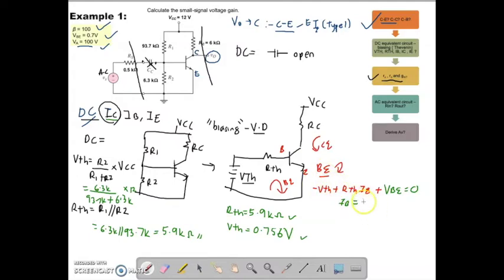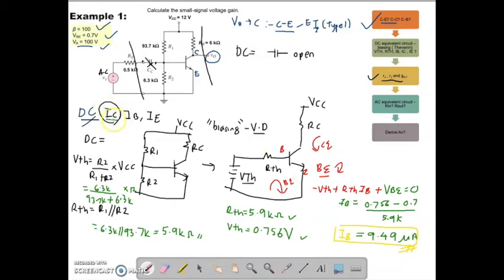So what is the VTH? 0.756. What is the value of VBE given here? It is the turn on voltage for your transistor, 0.7, divided by your RTH, that is 5.9K. So you can get your IB here, 9.49 microampere. The key important point here: always leave your IB in microampere.